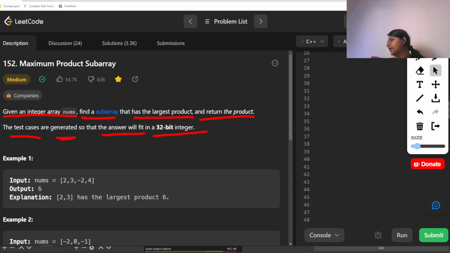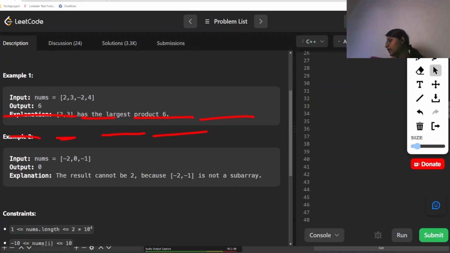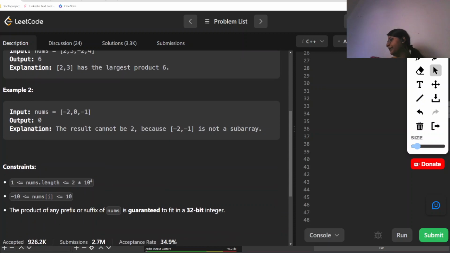The constraints given to us are that the array length is up to 10 raised to power 4, and negative numbers are there, positive numbers are also there. And the values are up to 10 raised to power 1 only. That means the product could be computed, so the product would fit as per the guarantee.